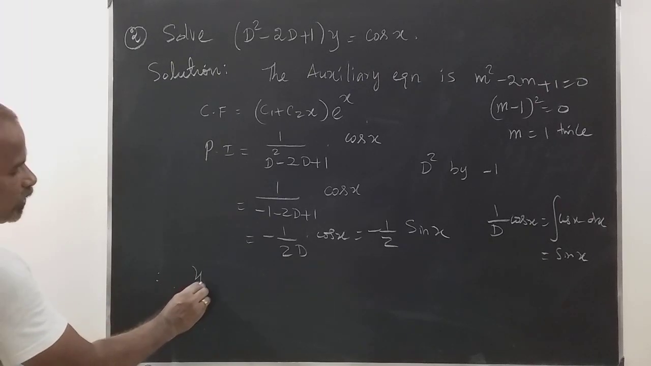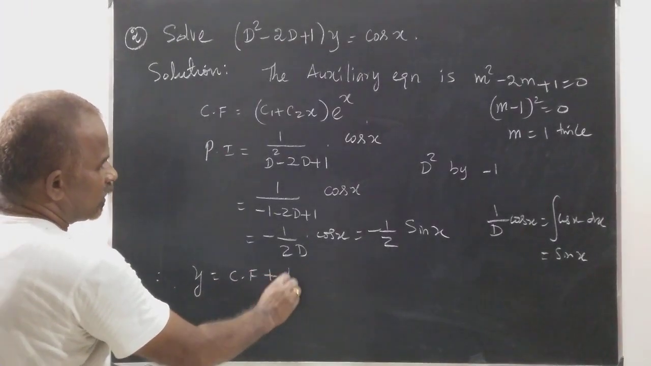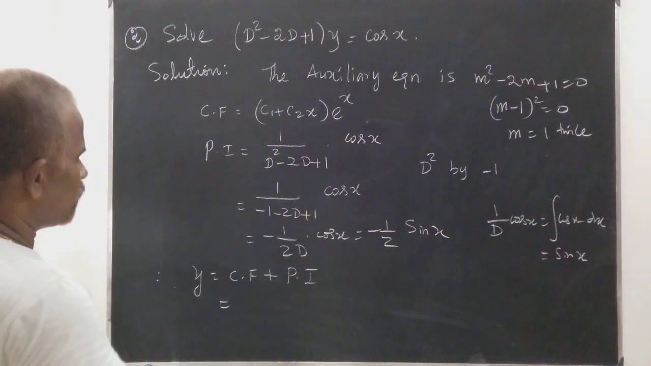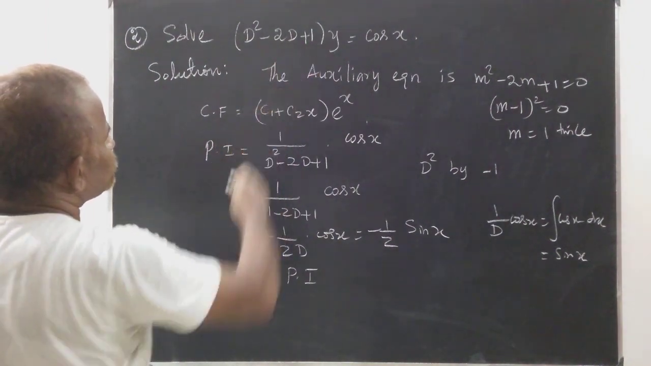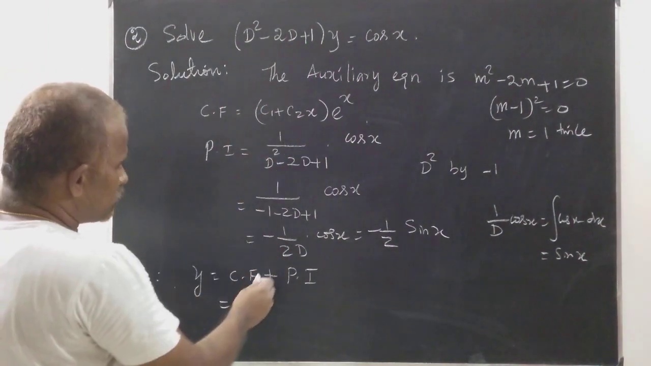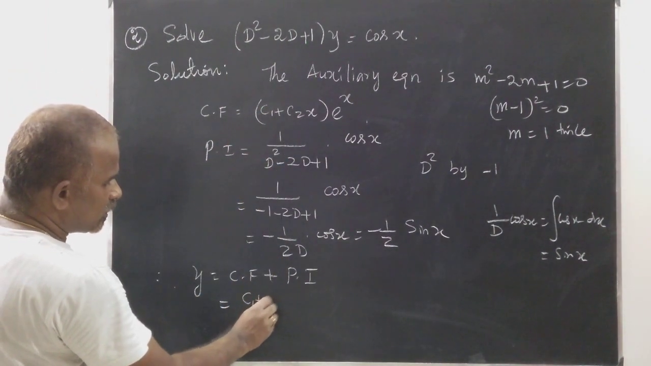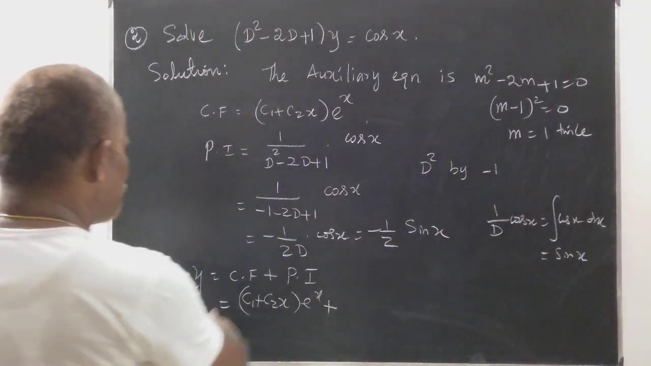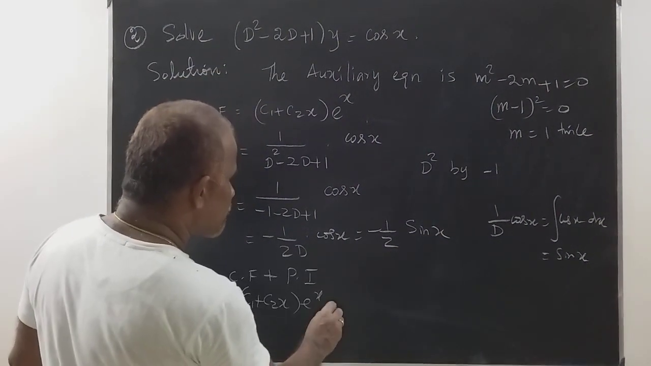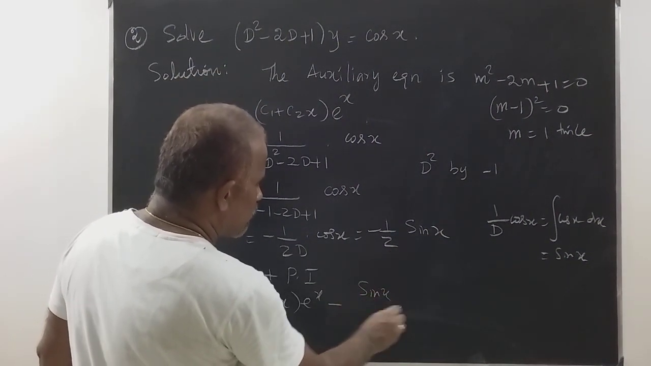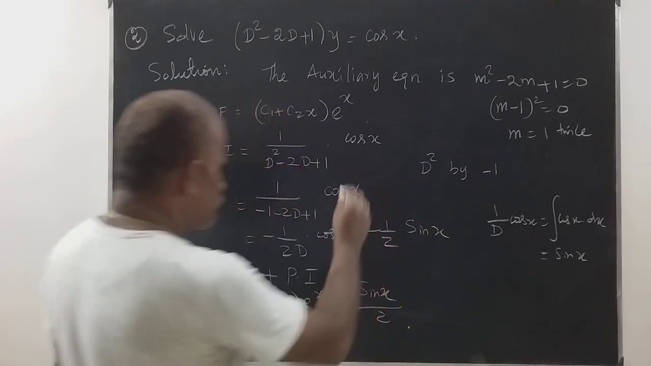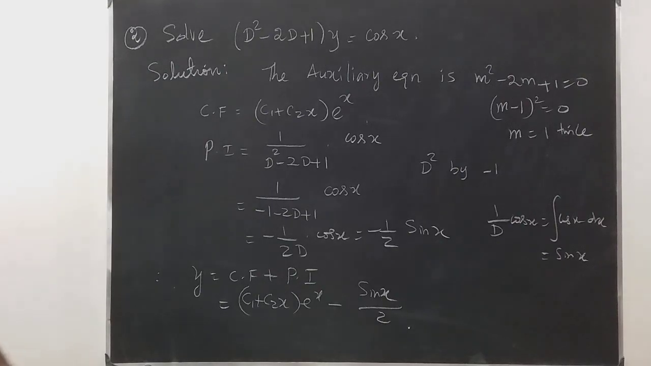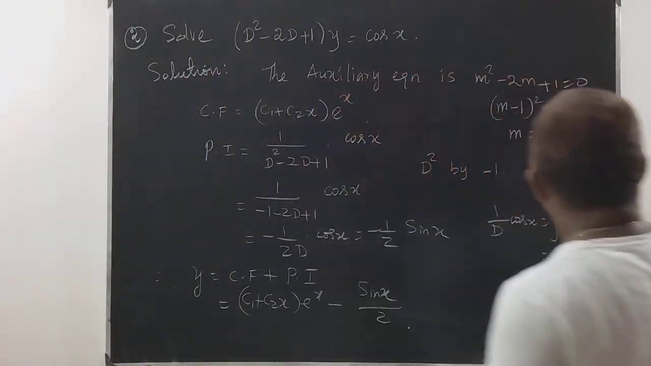Therefore the general solution y is equal to complementary function plus particular integral. What will be the complementary function? What we have taken: c1 plus c2 x into e power x, plus particular integral, which is equal to minus sin x by 2. So this is the required general solution for the given problem.